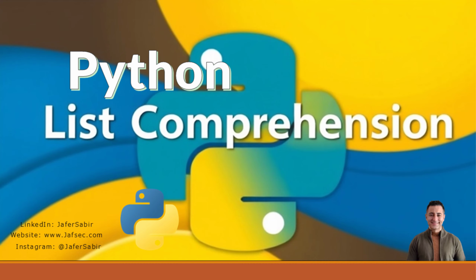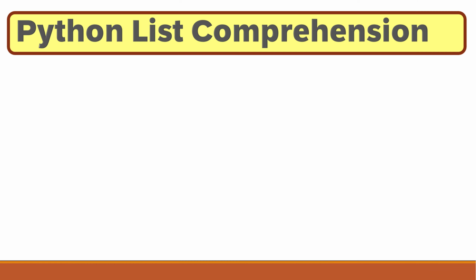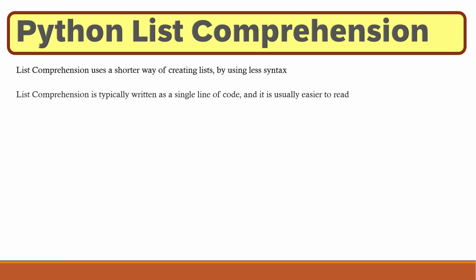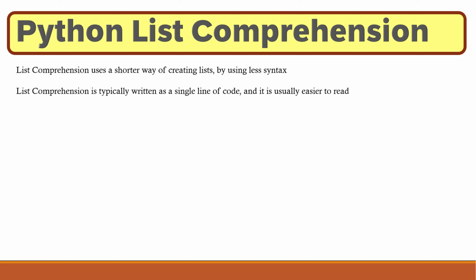In this video we will take a look at list comprehension, which is basically a shorter way of creating lists using less syntax. List comprehension is typically written as a single line of code and it's usually easier to read as well. So you are creating lists with less syntax, and they are easier to read and therefore easier to understand as well.